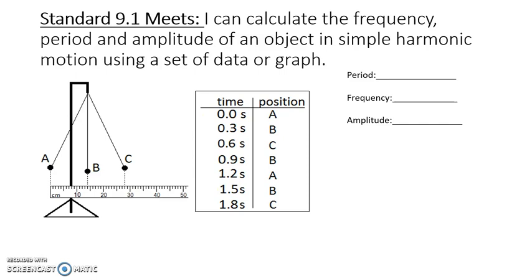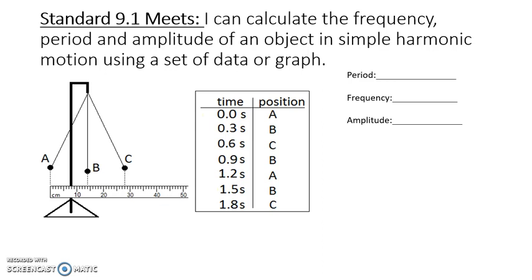The MEETS level of Standard 9.1 wants you to calculate the frequency, period, and amplitude of an object in simple harmonic motion using a set of data or a graph. In this situation, we're going to look exclusively at the set of data. So taking a look here, the first thing that we need to look at is the period.